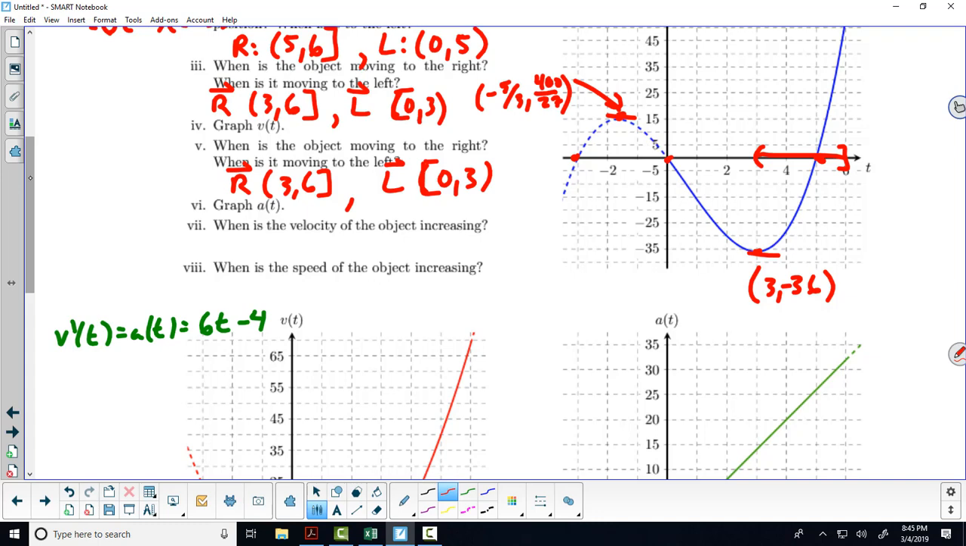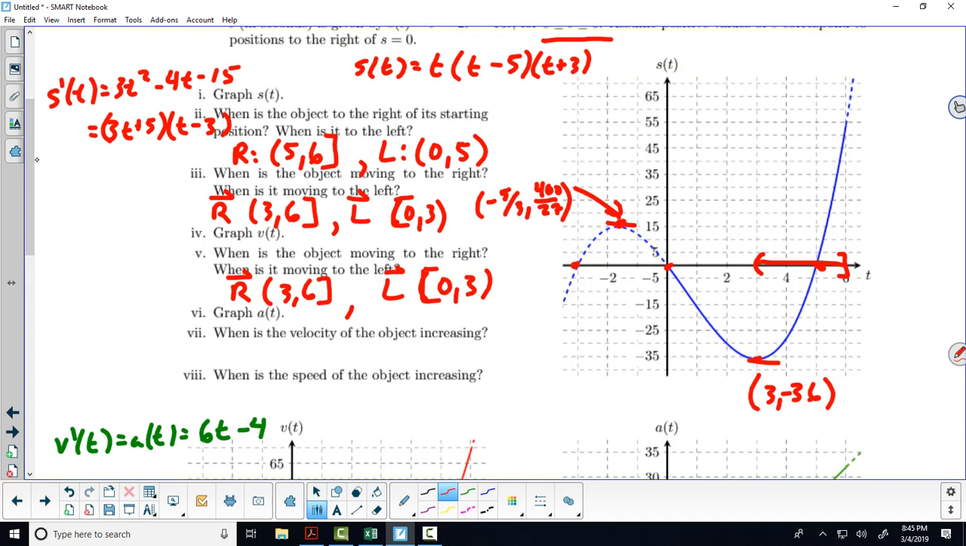Great catch. Would it also be included in the starting position one too? Yes, so I fixed that here. Now it wouldn't be included here. I'm not to the left of the starting position yet. I'm at the starting position at t equals 0.